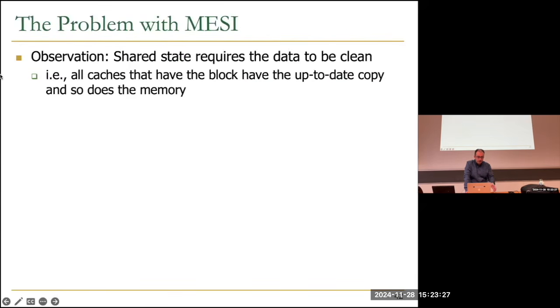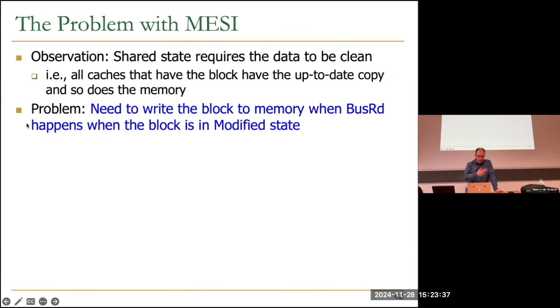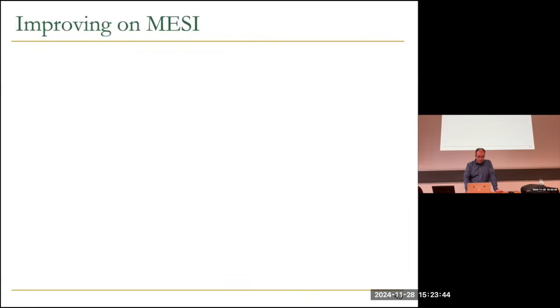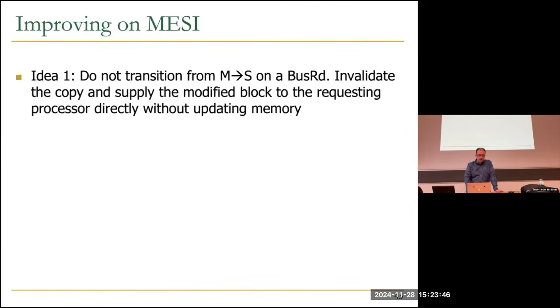So MESI actually has some problems. Again, as I said, shared state requires data to be clean. All caches that have the block have the up-to-date copy, and so does the memory. And the problem is that you need to write back. So we can improve it. One idea is that we do not transition from modified to shared on a bus read. We just invalidate the copy and supply the modified block to the requesting processor directly without updating memory.